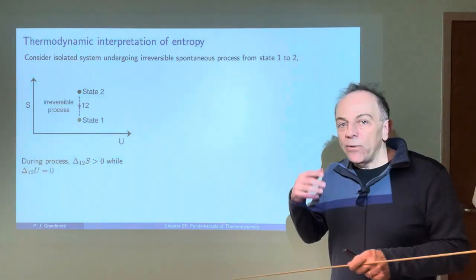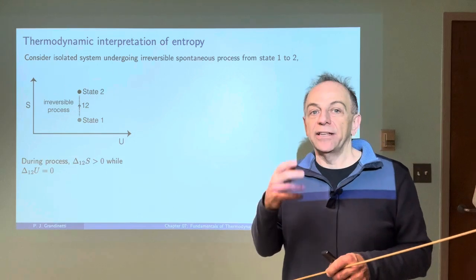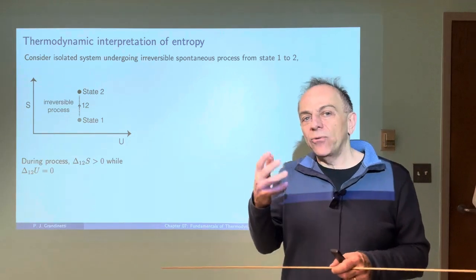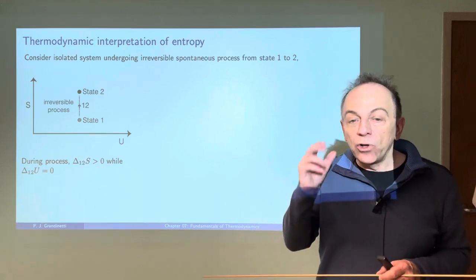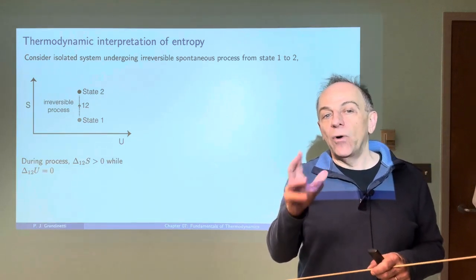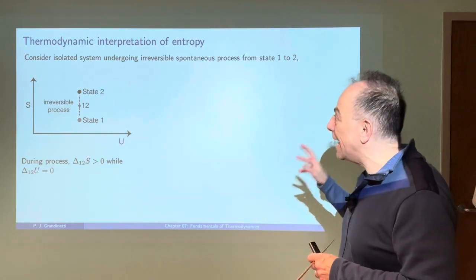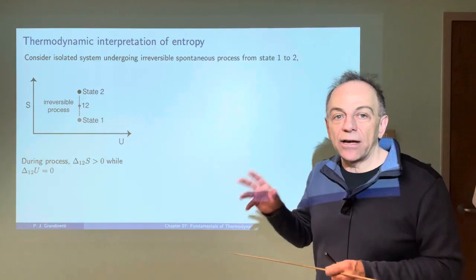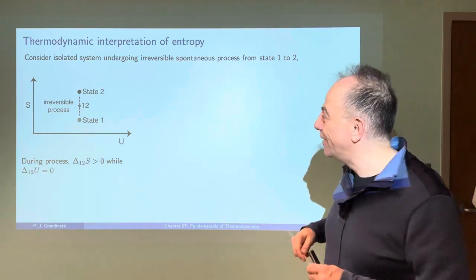Now that we understand the quantitative measure of this new state function, entropy, what does it mean in terms of the thermodynamic system? Now, we'll learn more in the next chapter on statistical mechanics on what it means from a sort of microscopic point of view. But from the thermodynamic point of view, let's see what it tells us about our system and what we can and can't do with that system.